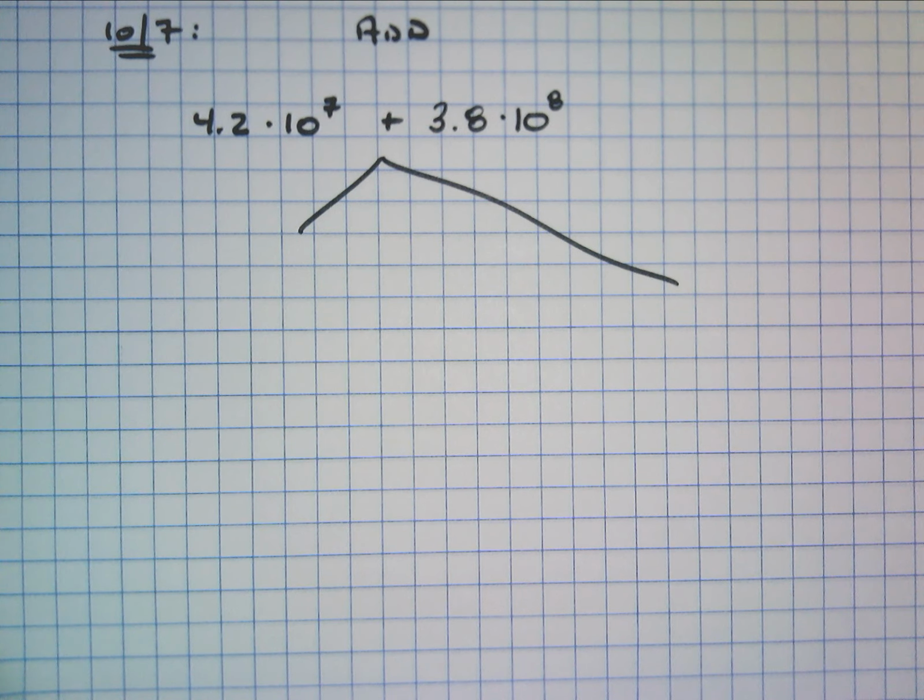I'm basically asking you to add 42 million and 380 million together. Basically what I'm asking you to do. That's what you should see when you see that. Two large numbers that are being added together, and in some way you should be able to add those numbers together.